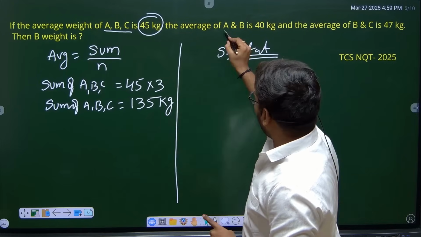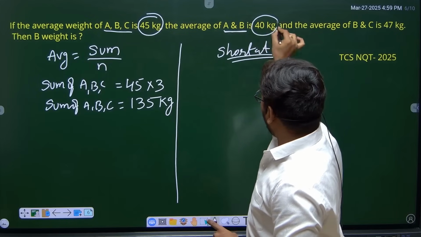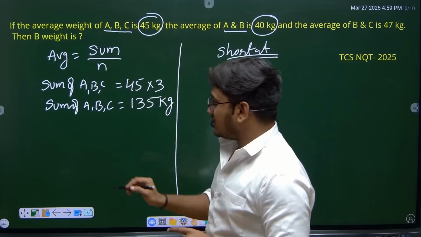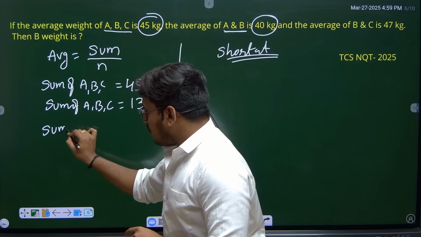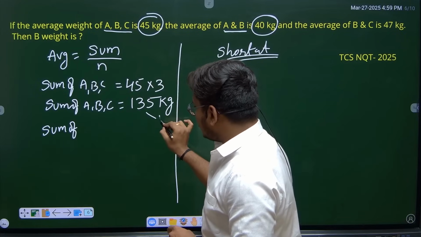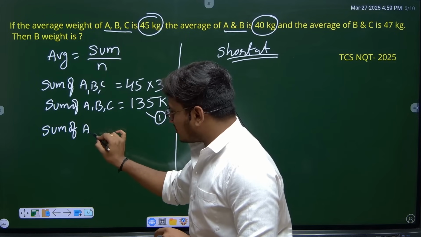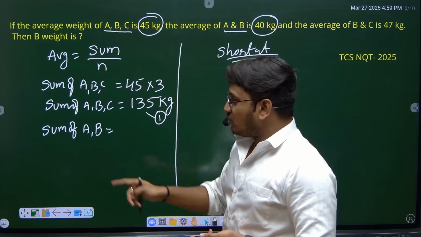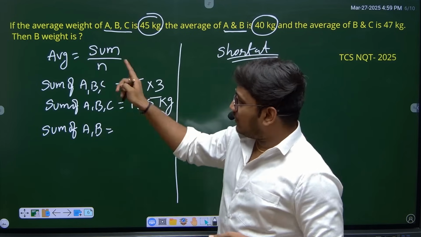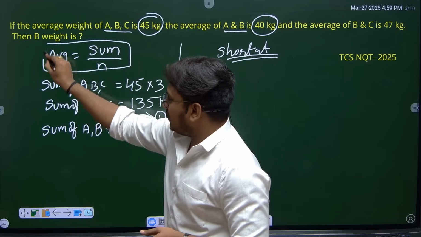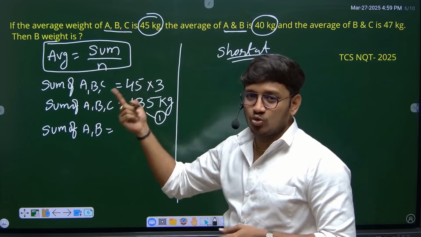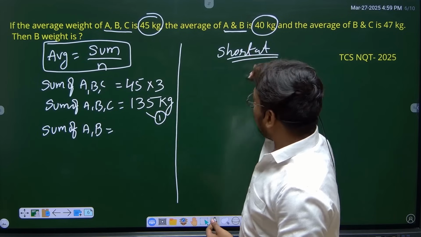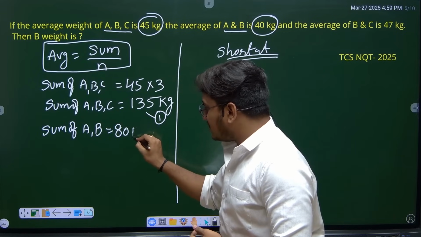Now the average of A and B. What is the average weight of A and B? Only A and B average weight is 40 kgs. Considering this equation 1, now I can say the sum of A and B, only 2 members are there, so count will be 2. If you apply the same formula, the sum of A and B will be average into 2. Why only 2? Only 2 members are there, A and B. Now what is 40 into 2? Can I take it as 80 kgs?